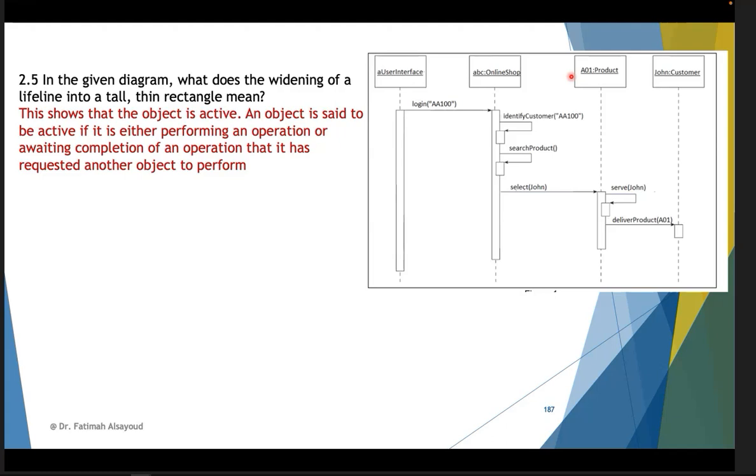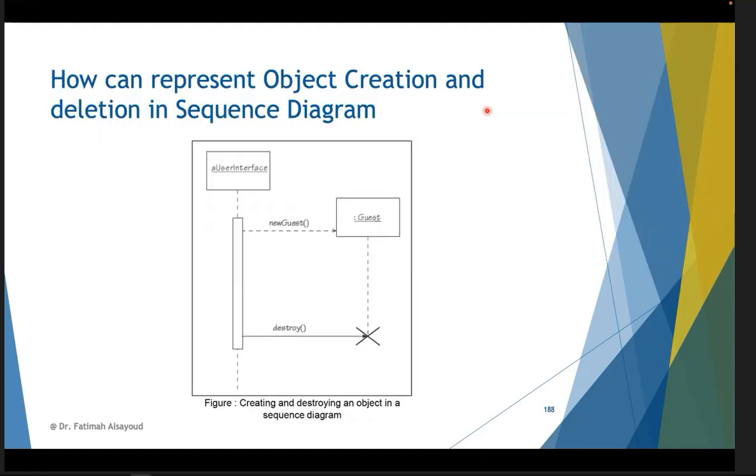However, in some cases, one of the objects sends a message, and as a result of the message, we are creating an object. Such as if I have a user interface sending a message called new guest. As a result of this message, I'm creating an object. How can I represent this? I have the arrow entering the object, not entering the lifeline, but going into the object itself.